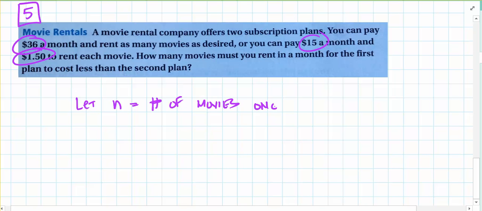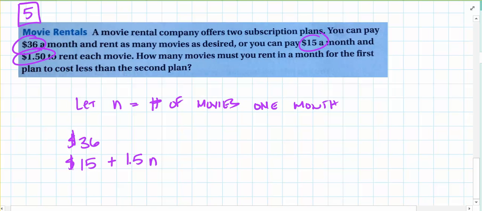So it's important to define our variables so that we know what we're talking about. For the first plan, it's just going to cost us $36. That's all it says, so there is no variable in that. In the second plan, we pay $15 plus we pay $1.50 for every additional movie that we rent after that.